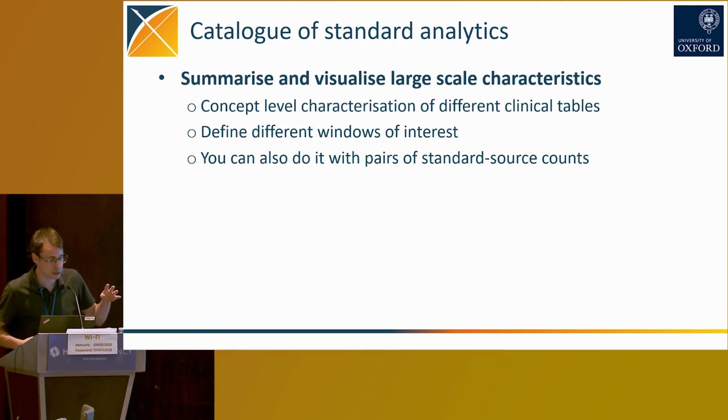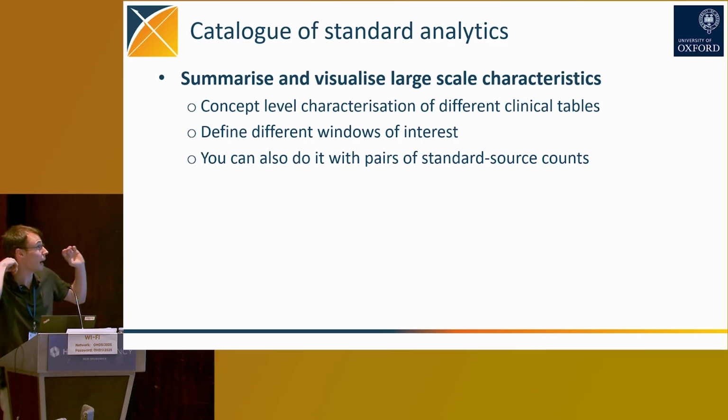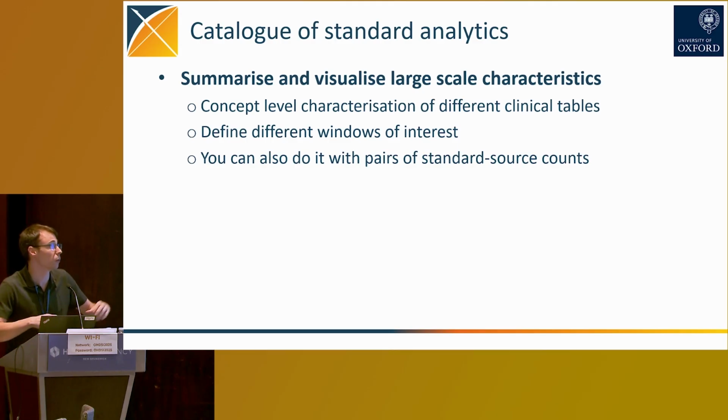And finally, the last thing that we can do with cohort characteristics is to summarize the large scale characterization. I don't know if any of you is very familiar with this. I think Patrick mentioned a bit, but basically it's a concept level characterization of the different clinical tables. We have an index date that depends on our cohort definition. And then we define windows. What happened in the month before? What happened in the month after? What happened in the year before? So you define a window, and then you extract the percentage of individuals that have a certain condition, a certain concept ID, for all the concept IDs.